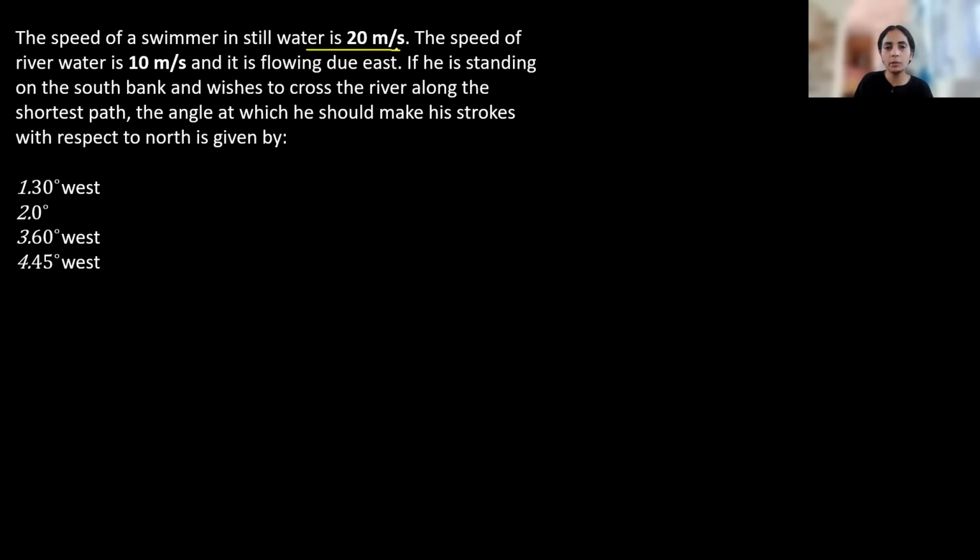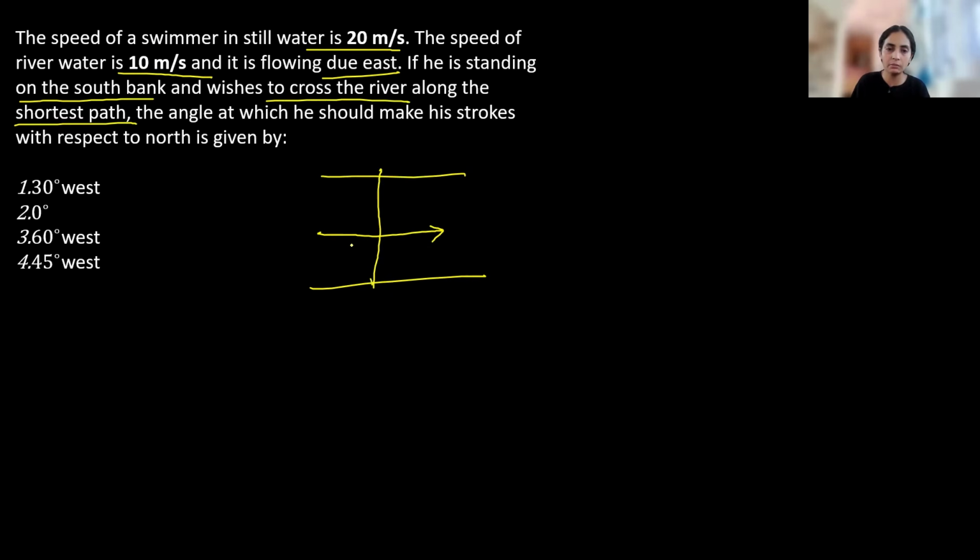Speed of swimmer in still water is this. The speed of river water is this, and it is flowing due east. So the river is flowing in the east direction. If he is standing on the south bank and wishes to cross the river along the shortest path, so what will that person do? He will swim by making a certain angle with the vertical direction, then only his horizontal velocity will get cancelled by the water velocity, and he will have only velocity in the vertical sense, and that is why he will be able to go along the shortest path, right? So this is this thing.